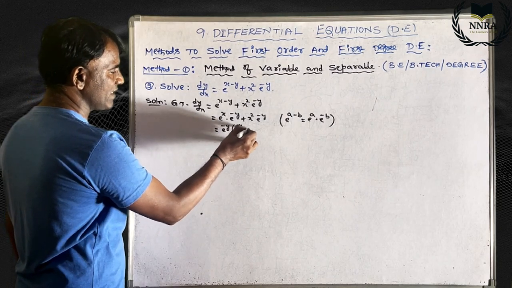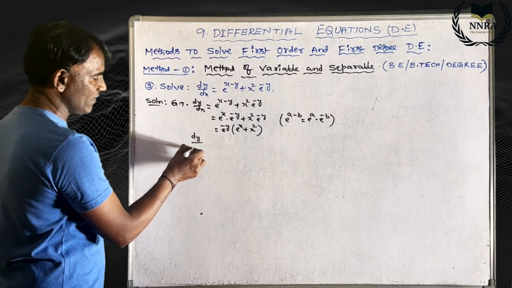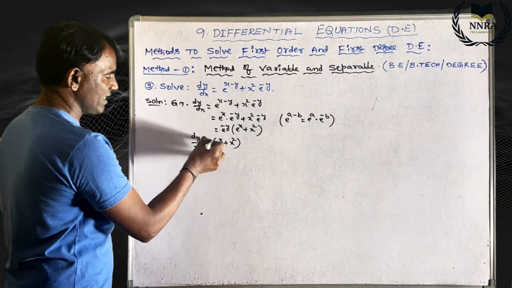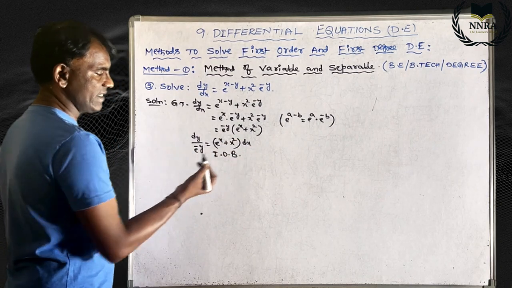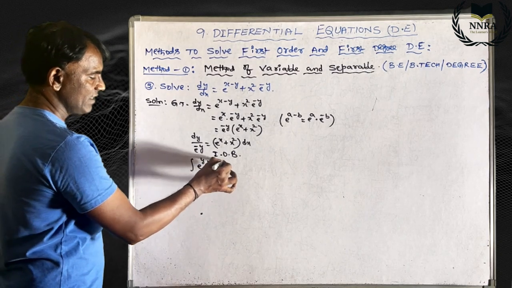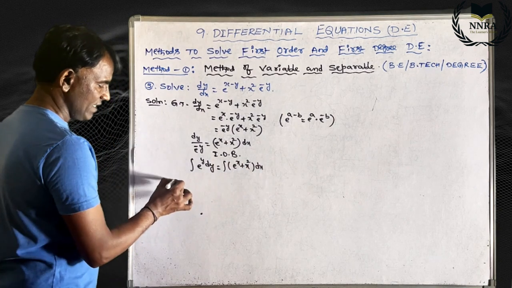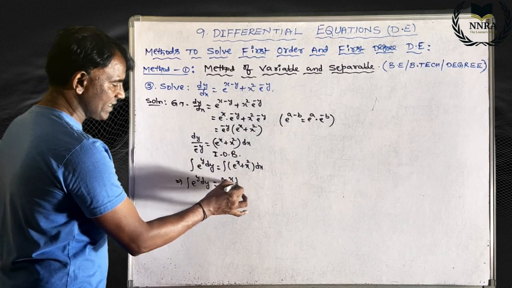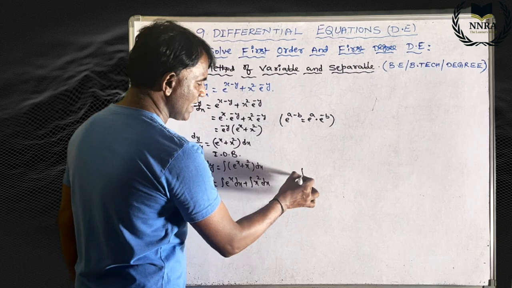Then what is the remaining? e power x plus x square. And how to write it? dy by e power minus y equals e power x plus x square into dx. Now integrating on both sides. Now this can be written as integral e power y dy and integral of e power x plus x square into dx. And again integral e power y dy, and here integral e power x dx plus integral x square dx. Now this is the standard formula.